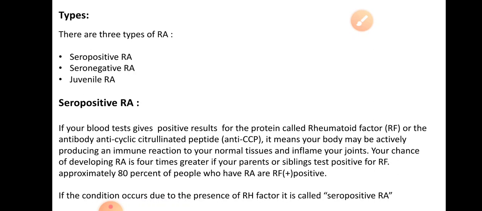Your chance of developing RA is 4 times greater if your parents or siblings test positive for RF. Approximately 80% of people who have rheumatoid arthritis are positive for RF. If the condition occurs due to the presence of RF factor, it is called seropositive RA.